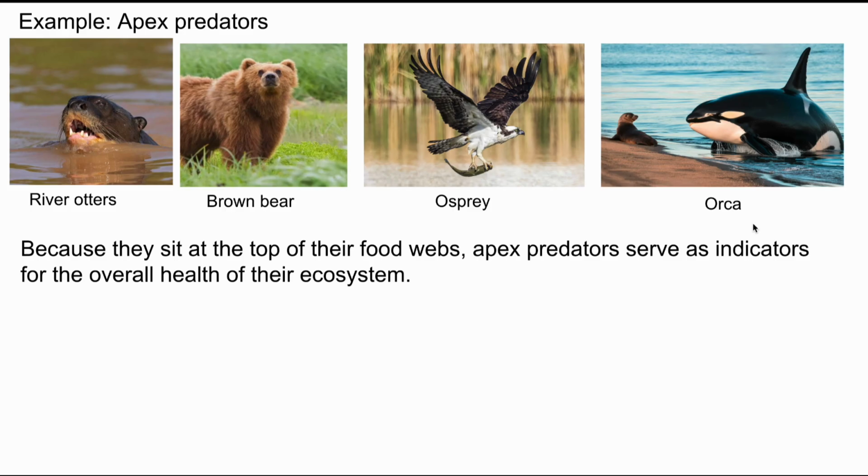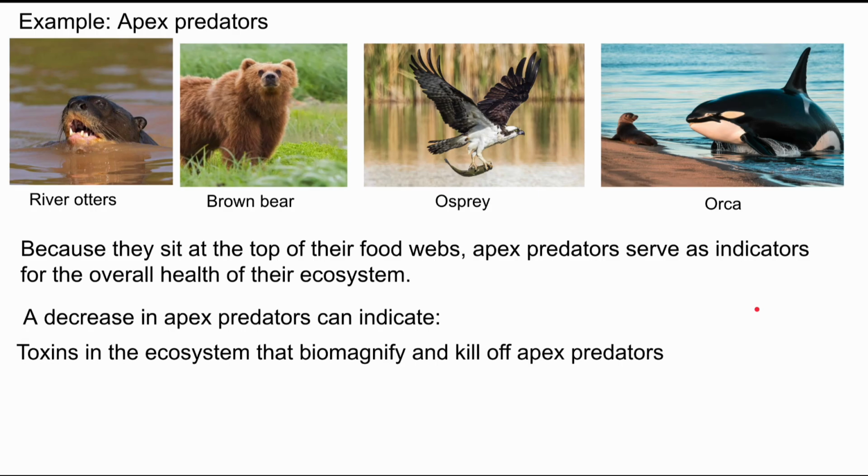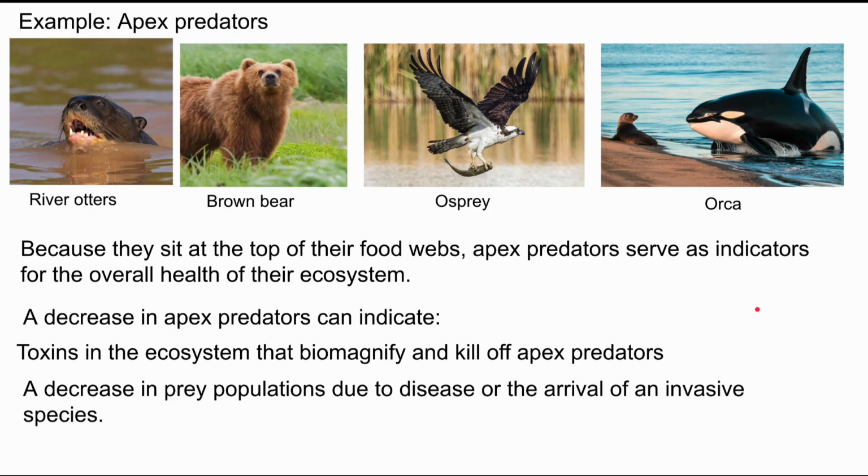It could be that there are toxins bioaccumulating up in their food web. We'll talk about that later in the year. It could just mean that there's a decrease in prey populations. But if I see a decrease in these, I know that there are problems down below, whether it's pollutants or some sort of other environmental harm that's affecting the availability of food for these animals. These apex predators are usually pretty easy to spot and monitor. And if you see a decrease in them, that indicates there's an overall problem with the ecosystem.